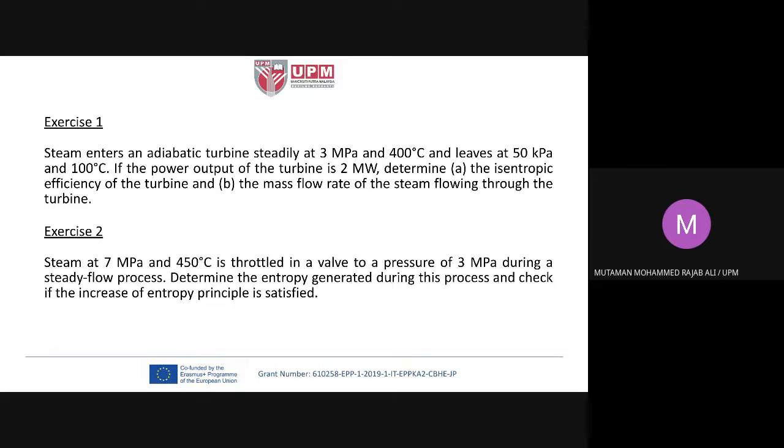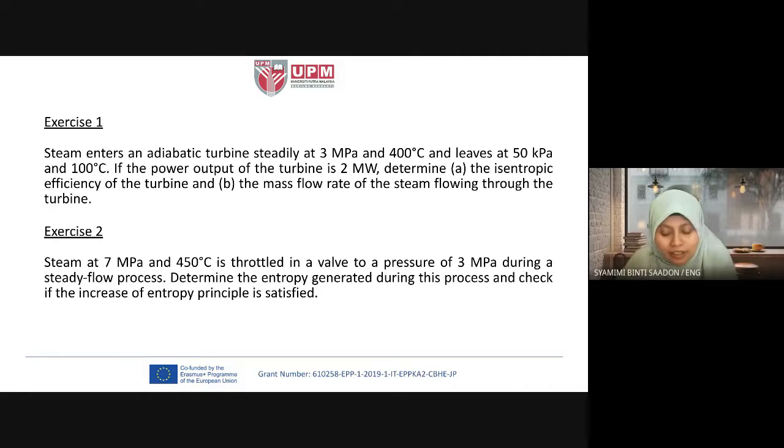Yes, miss. Now it actually downloaded. Sorry, miss, would you want me to sketch again the process of the expansion in the turbine, exercise 1, in a TS diagram?